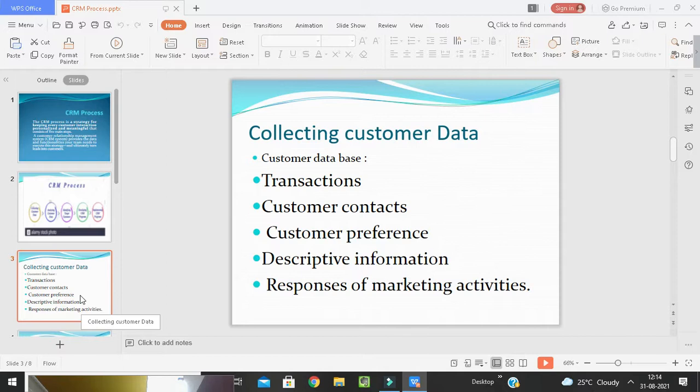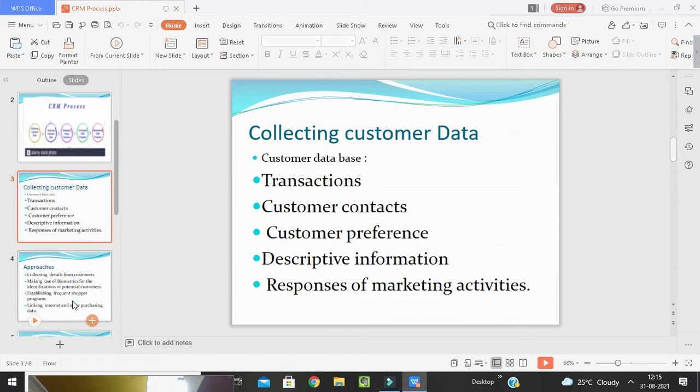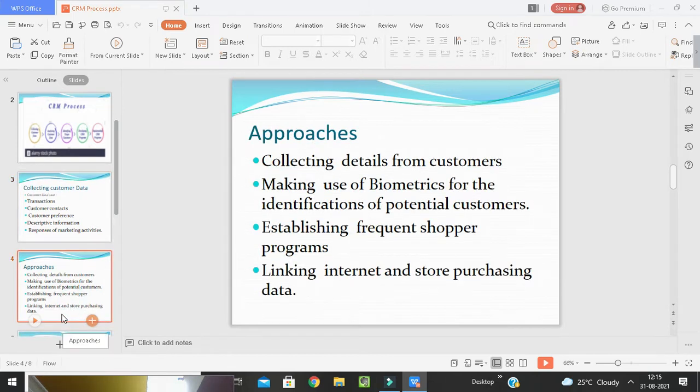Now, responses to marketing activities. This will analyze, that means response to marketing activities helps to analyze the transaction and contact data, and provides information about the customer's responsiveness to marketing activities. So these are the things you people are going to learn. Now we have the approaches. What are the approaches for the CRM process?